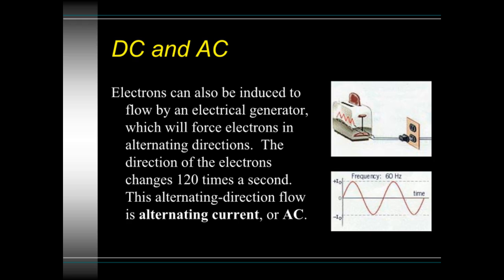Your house circuit, whatever you plug into the wall socket, has to be AC current. The reason is that AC can carry electrical energy for a much further distance than DC can.